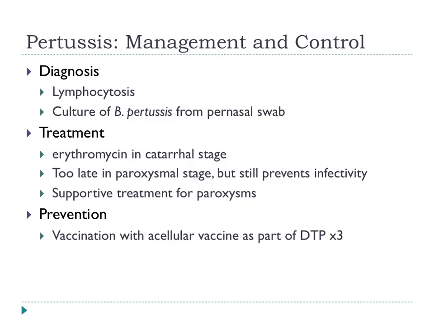Treatment is the same as with diphtheria. In the catarrhal stage, you can give erythromycin, but by the time they actually get symptomatic with that horrible whooping cough, it's too late. The disease has acquired its own momentum and just keeps going, and there you just have to give them supportive treatment. Like with diphtheria, though, the antibiotics do prevent infectivity. And again, there's vaccination available with this acellular vaccine as part of the routine childhood vaccination.